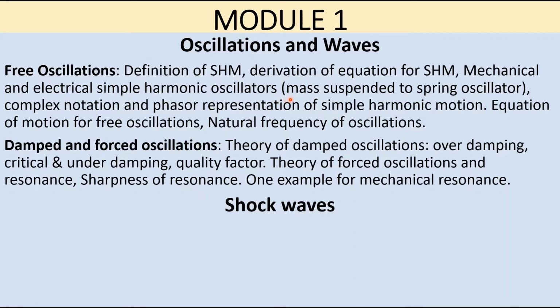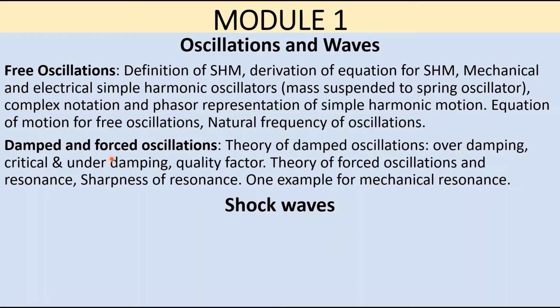Then how to represent this simple harmonic motion in terms of complex numbers, that is the complex notation of the simple harmonic motion. Then also how to represent this simple harmonic motion in terms of phasor, or the phasor representation of the simple harmonic motion. Then we will discuss free oscillations. What is free oscillation? Then what are the examples for the free oscillation, and then equation of motion for the free oscillation. From that one we will get the natural frequency for the free oscillations.